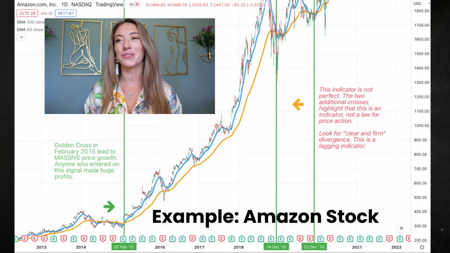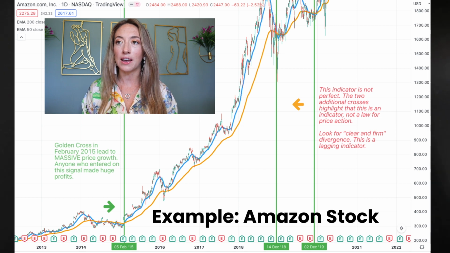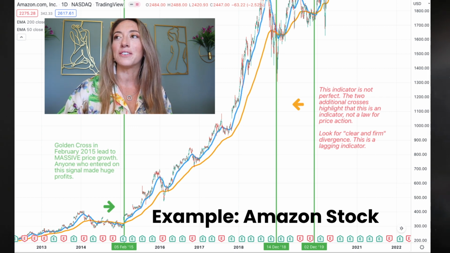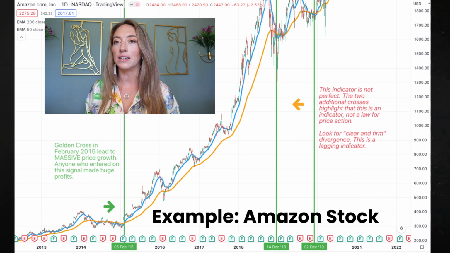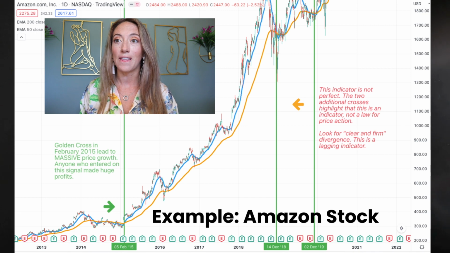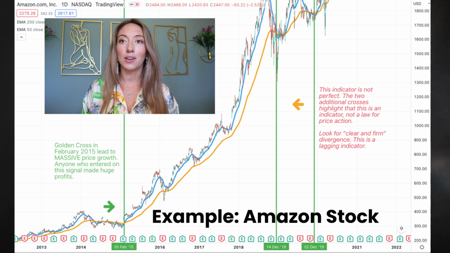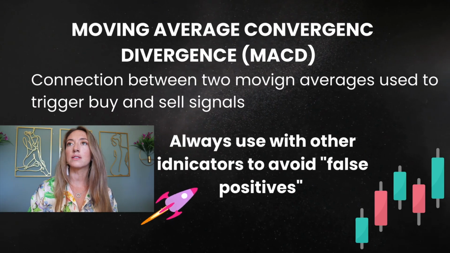So in this example, we can see that in February 2015, Amazon did make a golden cross and has made a huge swing to the upside ever since. If you see the orange arrow here, you can see that there were an additional 2 crosses for a potential death cross, but the price action was so volatile that it wasn't actually a trustworthy indicator of what was really going to happen. And that's why, even though you can see that in 2015 this was such a clear indicator, and anyone who got in on that signal made a huge profit, it's not always a perfect signal. This is just an excellent example.